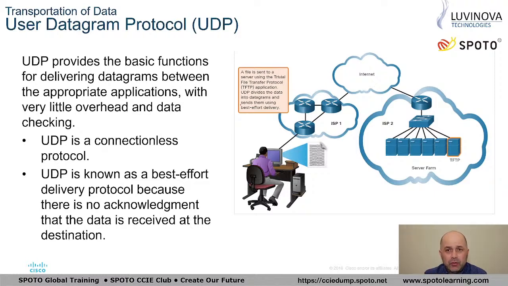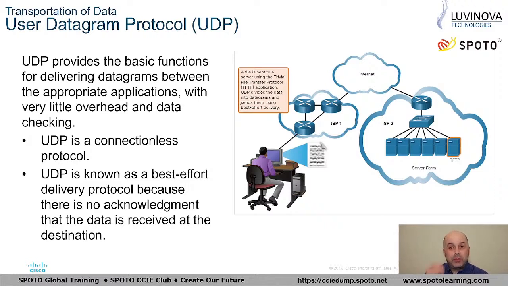Is it the right order in which the user datagrams arrive at the destination point, or not the right order, or maybe some sequencing number is missing? No. That means no reliability. So UDP is called a connectionless protocol. TCP is called connection oriented. So UDP is known as best effort.